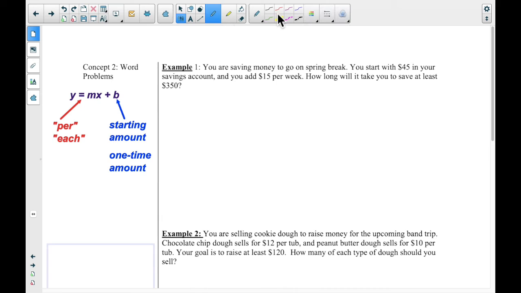And so if I look at this problem, I know I'm going to have y equals mx plus b. It says you're saving money to go on spring break. You start with $45 in your savings account. That's your starting amount. That's your b. And you add $15 per week. If it's per, that's your m, your slope. How long will it take you to save at least $350? Okay, so we're going to have y equals mx plus b. I'm going to use an equals for now, and then I'm going to change it in just a minute. So I'm going to have y equals m is 15, x plus b is 45.